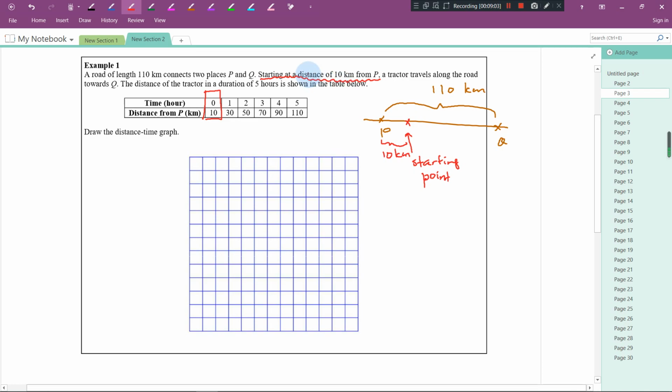Okay, so now let's start to draw this graph. Now I have drawn the axes here. The next thing is to label the axes. We have been given a small grid here. We need to use this grid paper to draw a graph. So we try to plan our scale, draw the graph as big as we can. So this is distance from P in kilometers, and this is time, in hours.